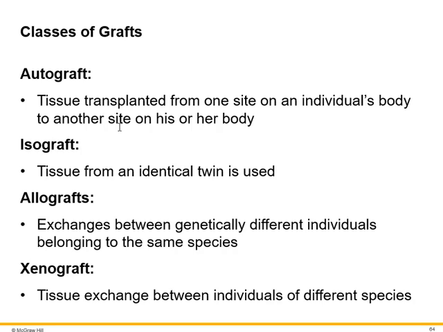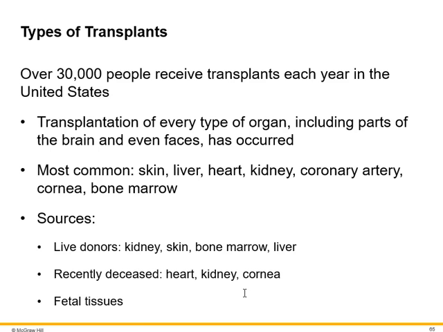Isograft is from an identical twin. Allografts are from genetically different individuals, but belonging to the same species. In contrast, the xenograft is when you have different species. So it's a tissue exchange like a monkey or bonobos ape or something very close, similar. A pig valve has been used for xenograft. That's very common. But it's from a different species, and for whatever reason, it does not cause a reaction or very little reaction.